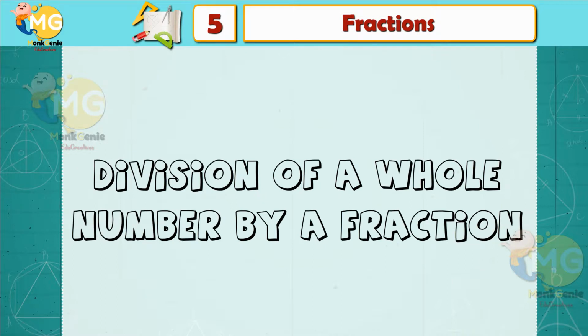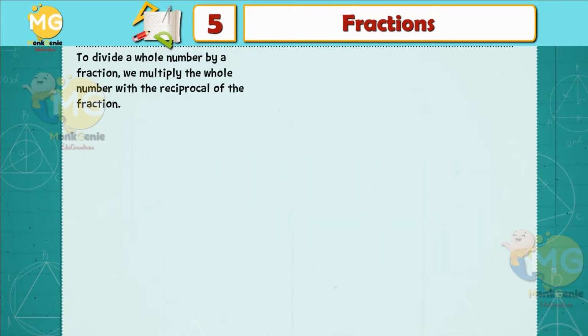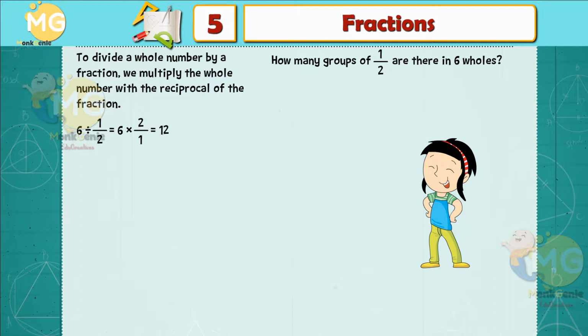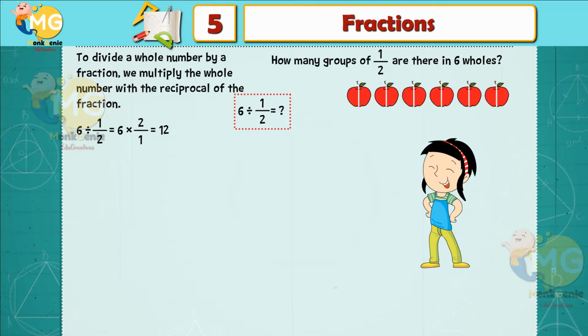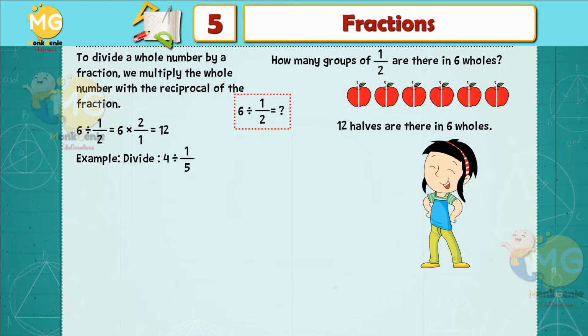Division of a whole number by a fraction. To divide a whole number by a fraction, we multiply the whole number with the reciprocal of the fraction. 6 divided by 1/2 is equal to 6 × 2/1, which is equal to 12. How many groups of 1/2 are there in 6 wholes? 6 divided by 1/2 is equal to what? 12 halves are there in 6 wholes.